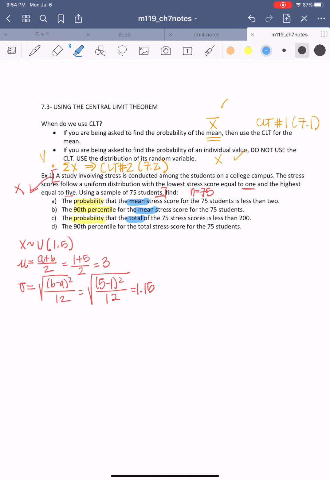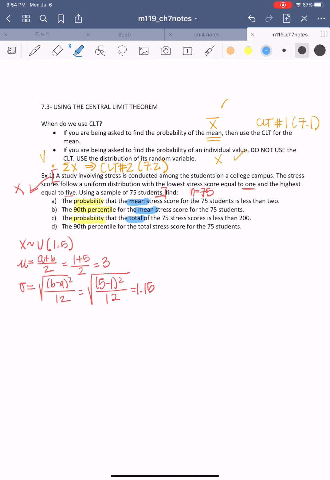What are we dealing with? CLT number 1, because we are dealing with a mean. Probability, that's normal CDF. Total, CLT number 2, that's a sum. Percentile, inverse norm, and CLT number 2 because it's a total. So that's pretty much it.